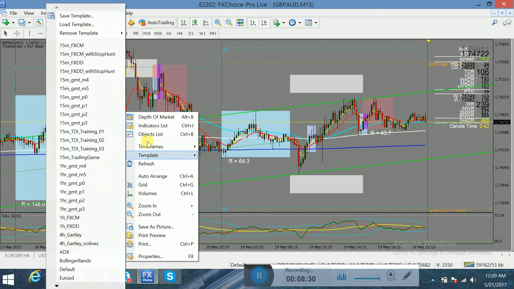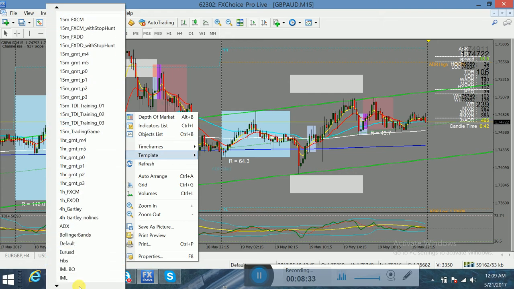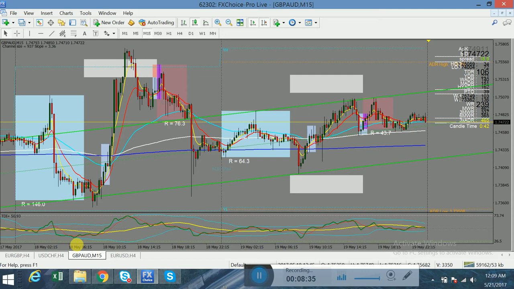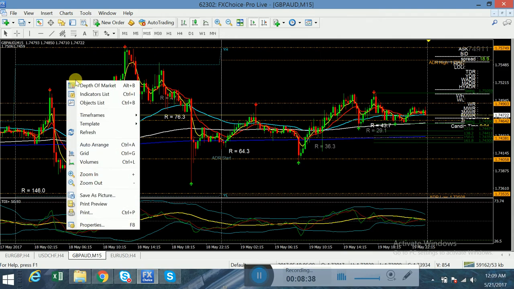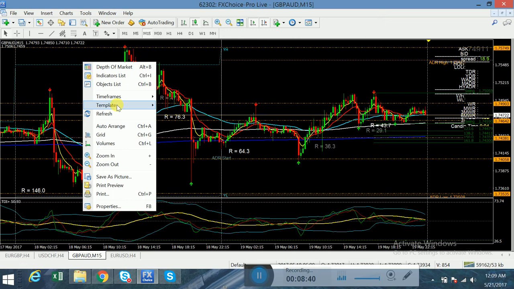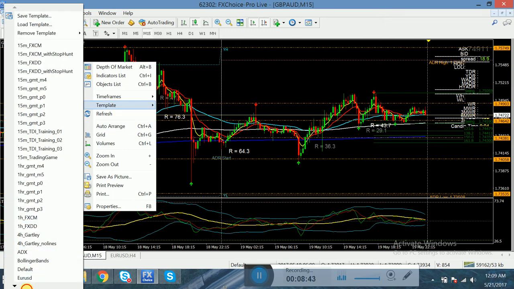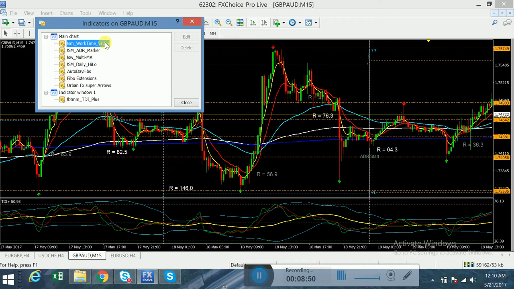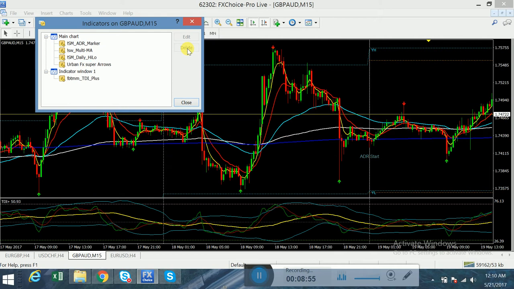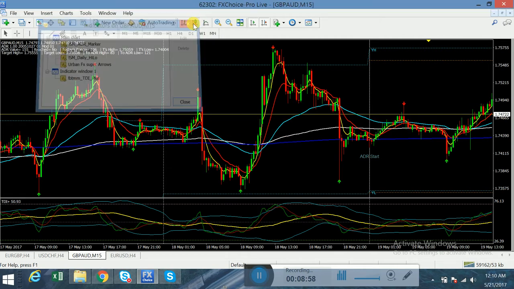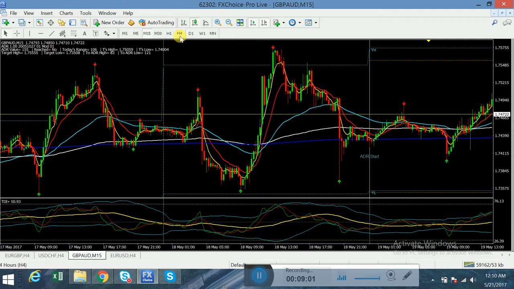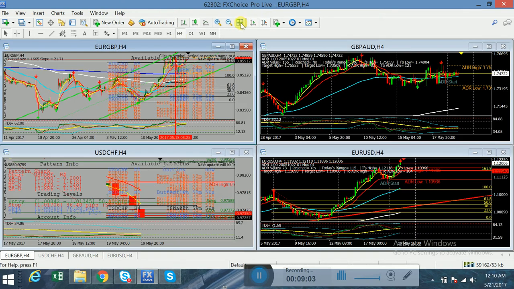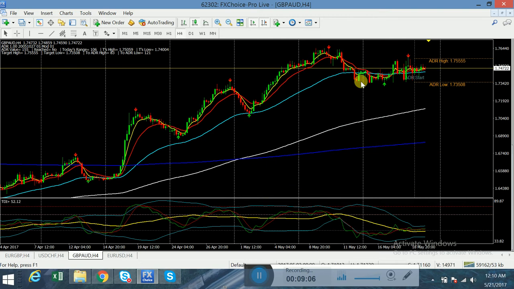Pound Aussie. Let's do the pound Aussie. Alright, so now we have the pound Aussie. This is a completely different pair, ladies and gentlemen. Now, what do we see?